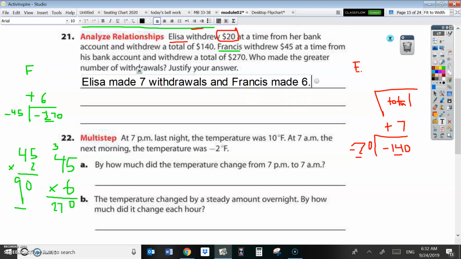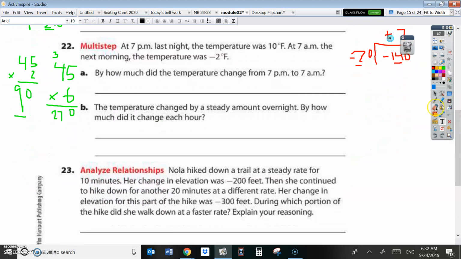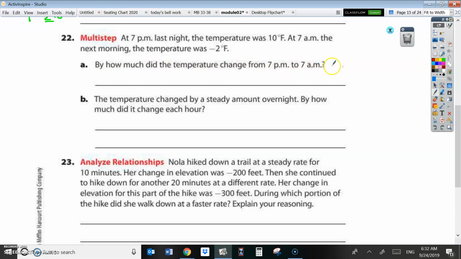Okay, let's look at that next problem. At 7 p.m. last night, the temperature was 10 degrees. At 7 a.m. the next morning, the temperature was negative 2 degrees. By how much did the temperature change from 7 p.m. to 7 a.m.? So here's a number line.